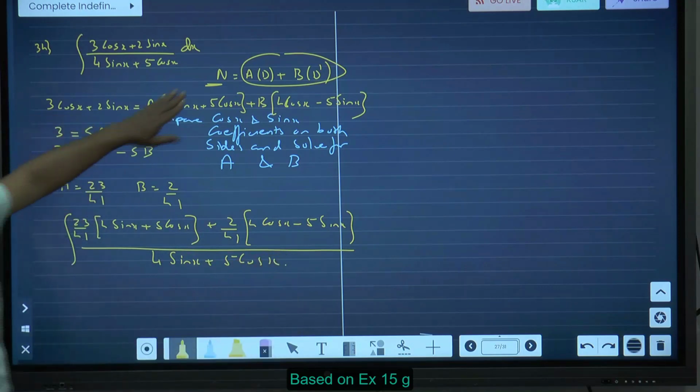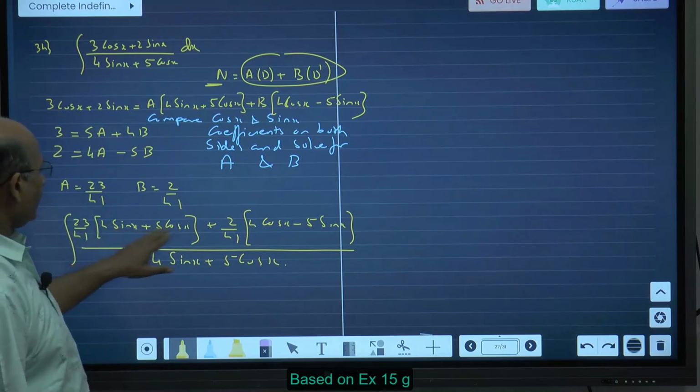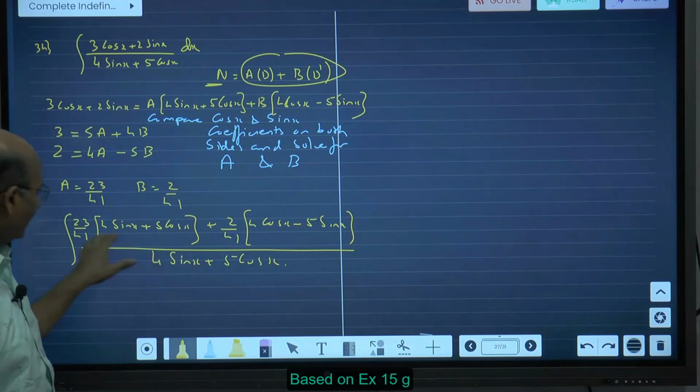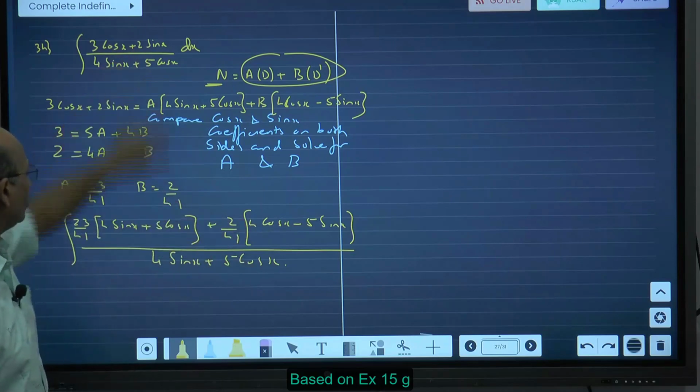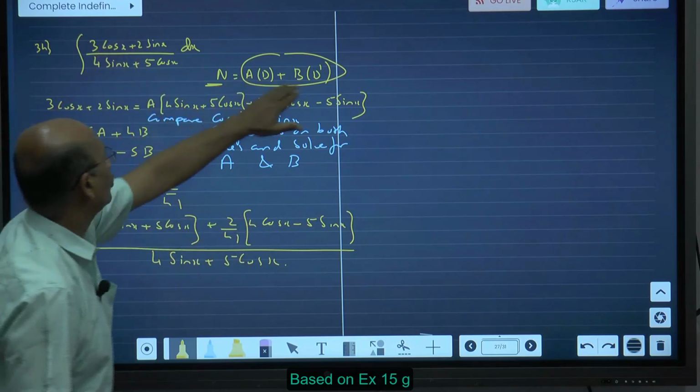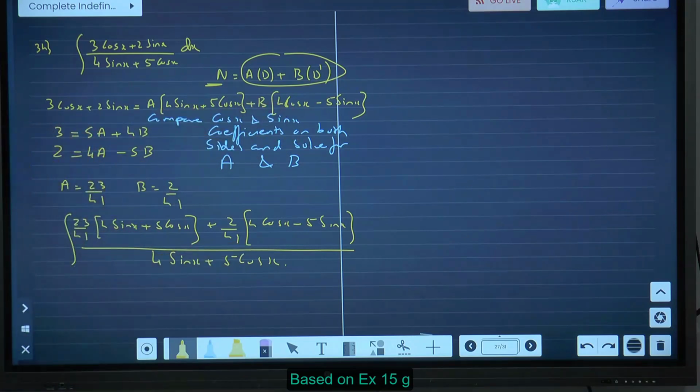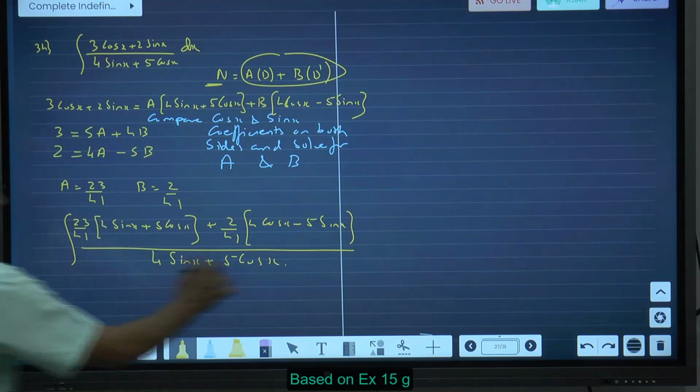What I did, I wrote the numerator as a into denominator plus b into derivative of denominator. This a and b are found in such a way that this will simplify and get the numerator. So instead of the numerator, you write this portion with a and b values. Compare it, a and b have to be the same now: 23 upon 41 and 2 upon 41. So once you finish with this, my job is over.